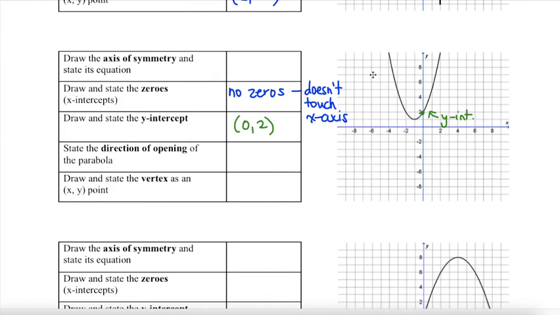Now we'll state the direction of opening. It creates a U shape, so it opens up. And because it opens up, we have a minimum value, and we have a minimum value at our vertex. So there's my vertex. And my vertex has a coordinate of -1, 1. My axis of symmetry goes directly through that vertex, and it crosses the x-axis at -1. So the equation of my axis of symmetry is x equals -1.